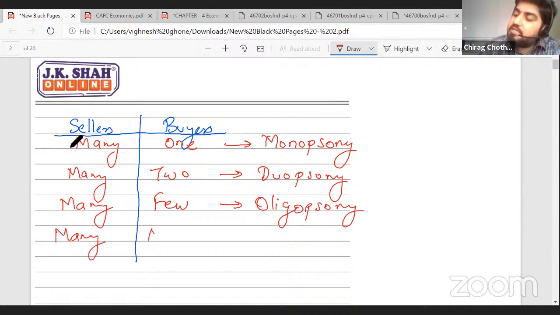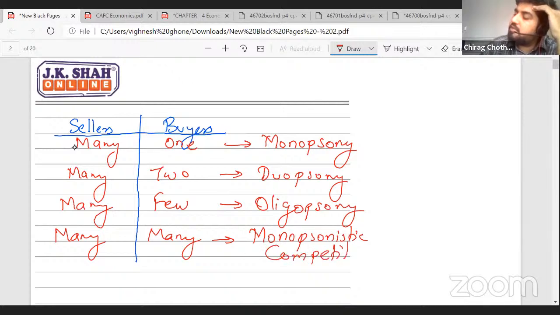And the last one: if there are many sellers and many buyers, of course we consider here only heterogeneous product, because homogeneous product means it will be perfect competition only, right? So heterogeneous product will be called monopolistic competition, right? This is just for your understanding, students. Just by chance, if they ask one MCQ, you should know it. That's why I'm sharing it with you.